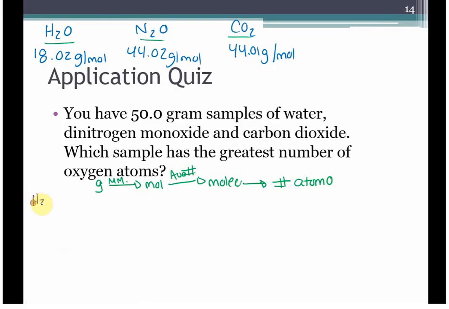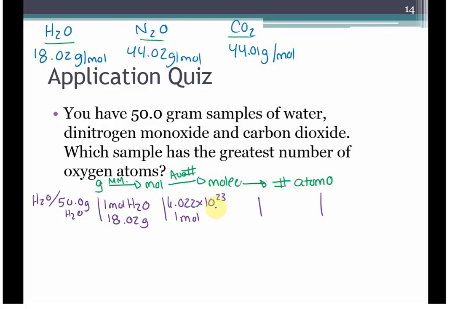So let's start with water. For water, we do have a three-step process. Let's do it like this. I have more room there. If we have 50 grams of water, we know every time we have 18.02 grams, we get 1 mole of water. Having 1 mole is the same as having 6.022 times 10 to the 23rd molecules of water. And having 1 molecule of water means that we have 1 atom of oxygen. See what I mean, guys? If I wrote one oxygen atom, that looks like a 10, and I don't want to accidentally enter that in the calculator, okay?